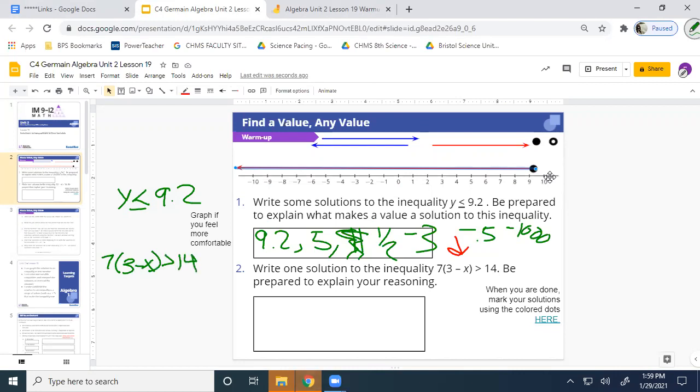7(3 - x) > 14. So here's the dealio. This was something that we sort of hit upon.